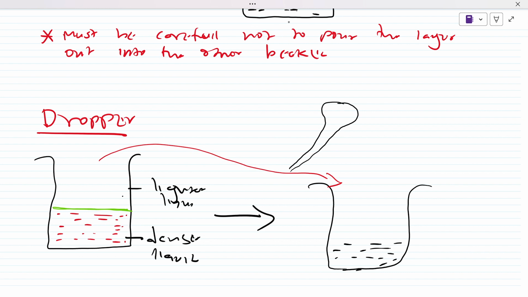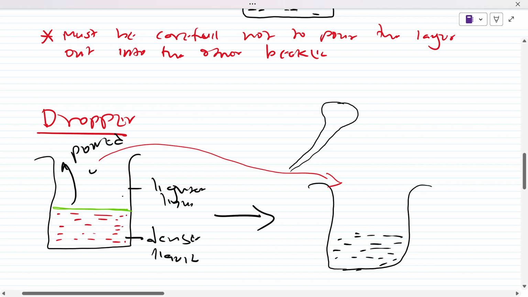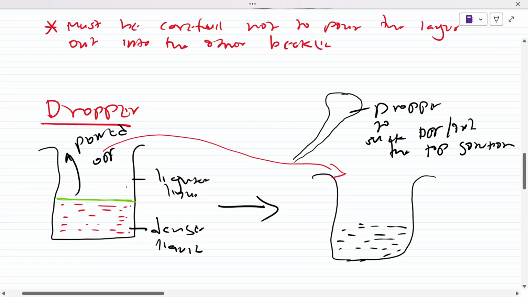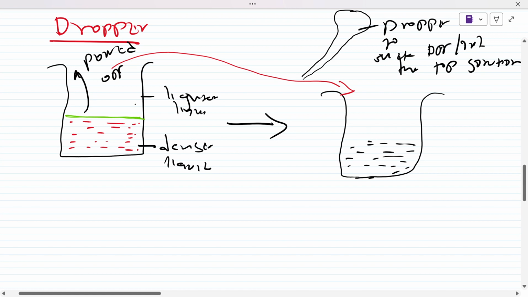Then at the end of the day, I'll be having the layer. Then I can pour off the layer now. This layer can be poured off because I'm using a dropper to suck out the top layer, the top solution, I mean. That's what is going to happen when we use a dropper. At the end of the day, I'll have the two solutions in different containers.